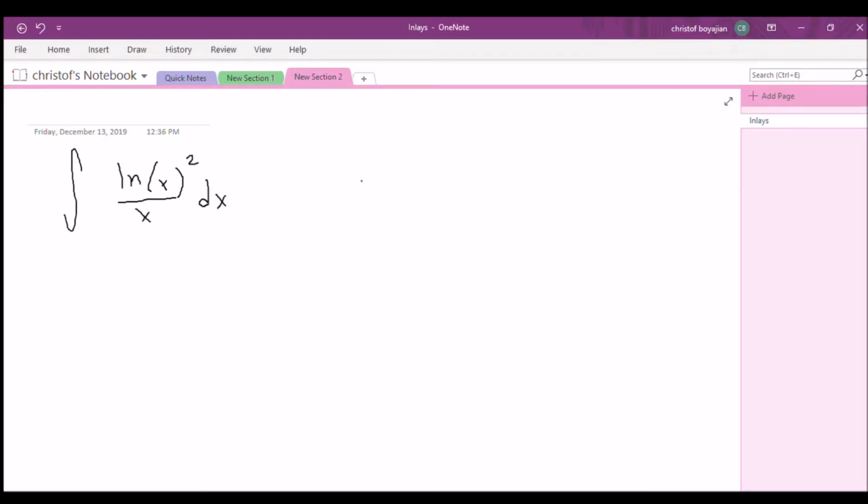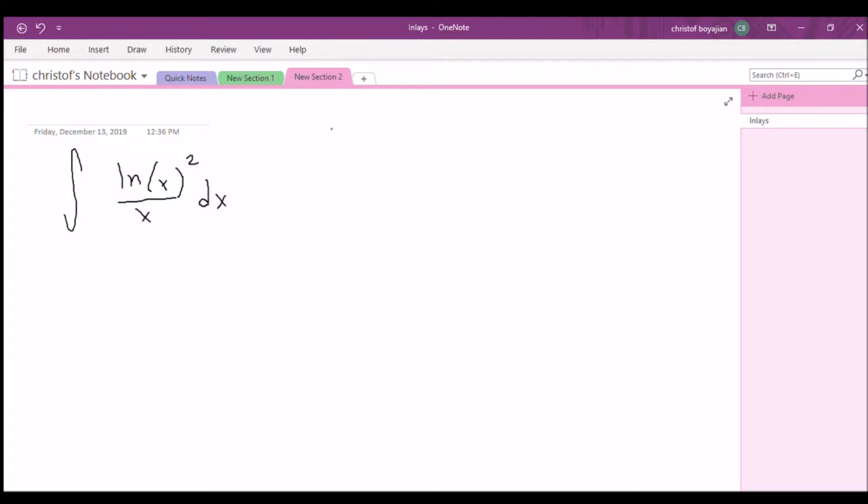Alright, in this video we are going to be solving the indefinite integral of ln of x squared over x times dx. Alright, how are we going to do this? This looks a little bit tricky, but it's actually not that bad if you think about using U-substitution.